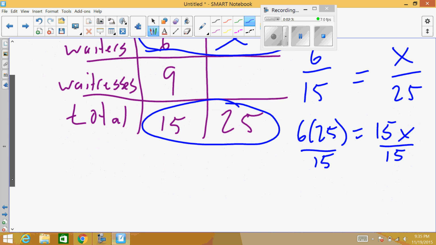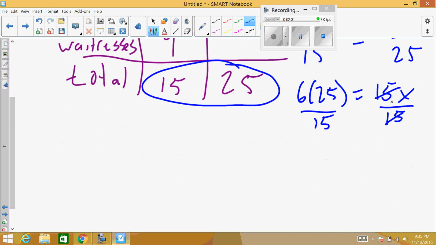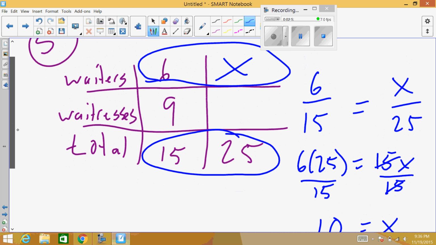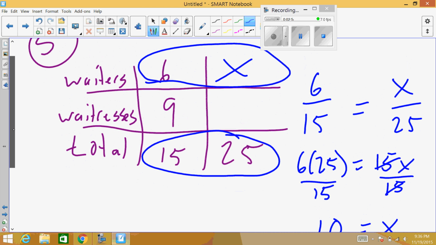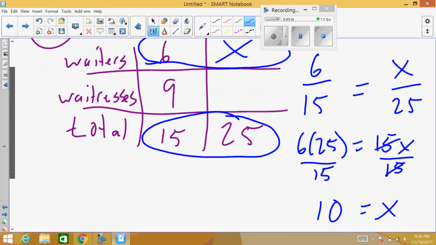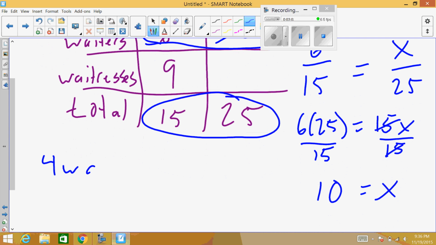All right, maybe you want to grab a calculator to help you out with that. I'm going to do a little mental math. I'm going to say that I get 10, if I did that correctly. Okay. So what that means is not that I'm going to hire 10 waiters. I'm going to have a total of 10 waiters. So I started with 6. I'm going to add, well, 6 plus what gives me 10? 4. So I'm going to hire 4 waiters.